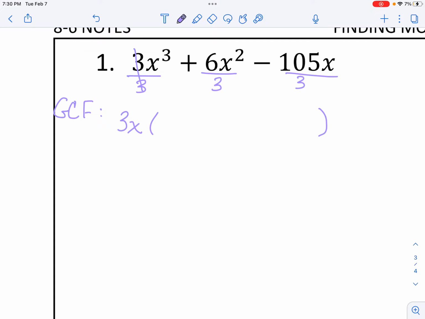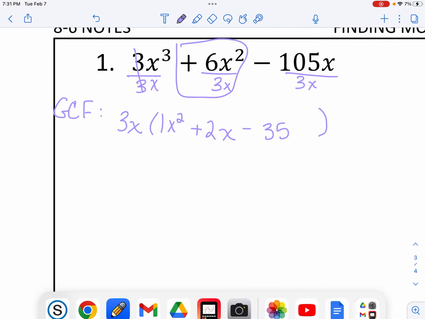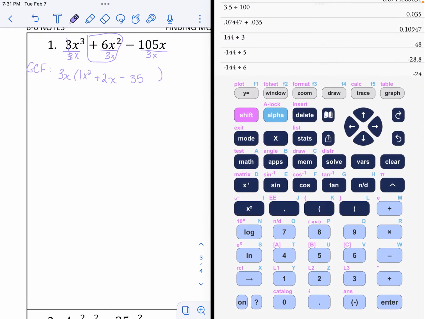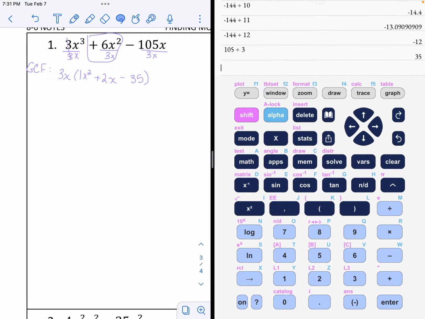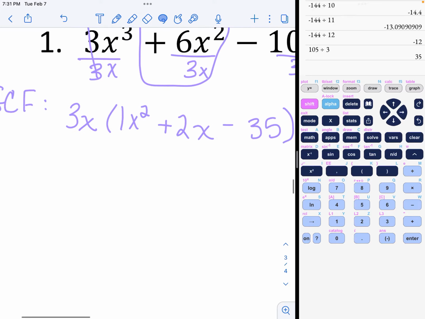Divide by 3, you get 1. Take away an x, you get x squared. Divide by 3, you get 2. Take away an x, you get 2x. Divide by 3, I do believe you get 31. 35, I think, actually. And take away an x, and the x is gone. Because I don't want to have to redo these notes, I'm going to verify on my calculator that 105 divided by 3 is truly good, 35. I'll have my calculator there nice and handy.